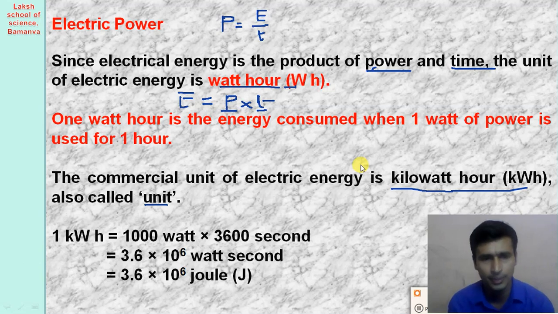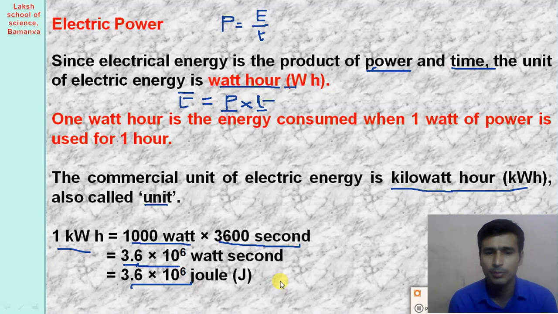So what is 1 unit? 1 unit is 1 kilowatt hour. How much energy is consumed in 1 unit? It is equal to 1000 watt into 1 hour, which is 3600 second. So we get 3.6 into 10 raised to 6 watt second, or 3.6 into 10 raised to 6 joule. So in 1 hour we consume energy of 36 lakh joule, 3.6 into 10 raised to 6 joule.